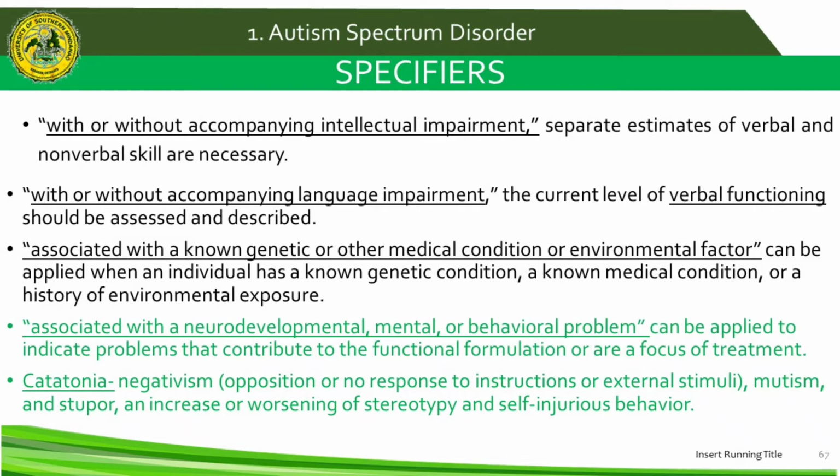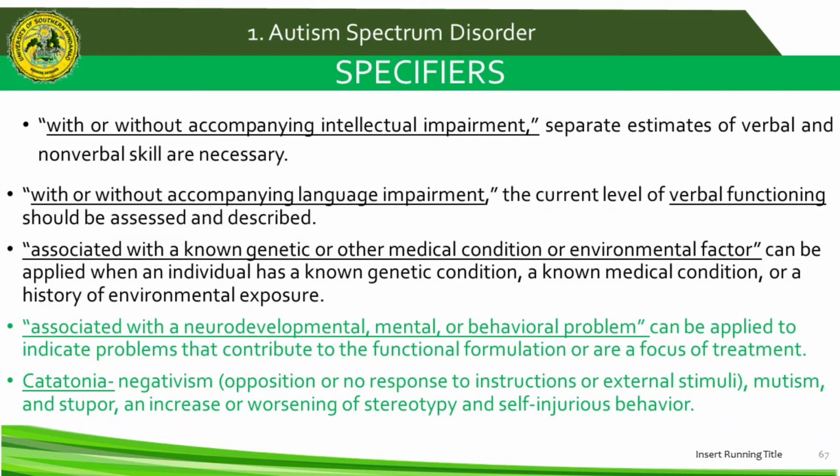Yung specifier naman na associated with a known genetic or other medical condition or environmental factor can be applied when an individual has a known genetic condition, a known medical condition, or a history of environmental exposure in utero to a known teratogen or infection. So this specifier should not be viewed as synonymous with causation of autism spectrum disorder. So, a condition may be listed as being associated with autism spectrum disorder when it is thought to be potentially clinically relevant or informed care and not because the clinician is asserting a cause.